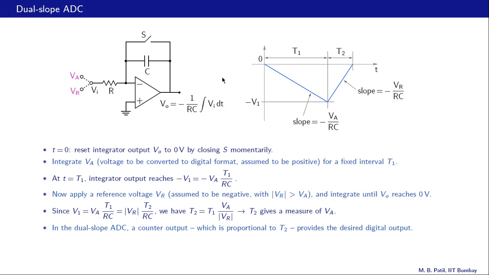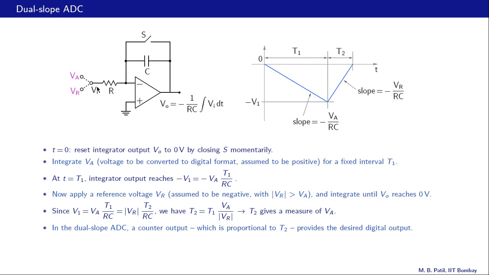We should remark here that this switch is not a mechanical switch. It is an electronic switch, for example a transistor, and it is operated using some control logic which is inside the ADC chip, and it needs to close only long enough so that the capacitor gets discharged. So at t equal to 0, the switch has been closed and opened, and now the integrator can start integrating.